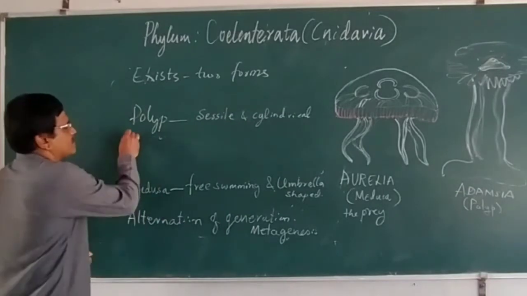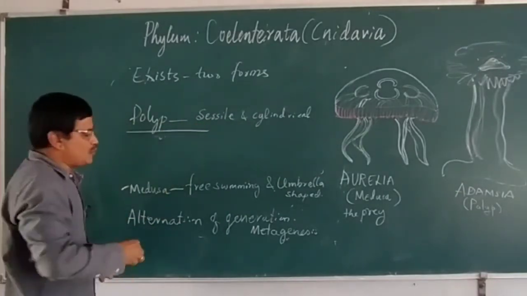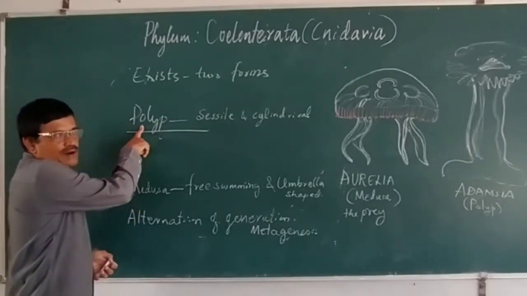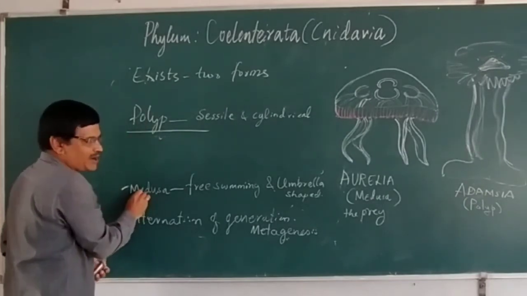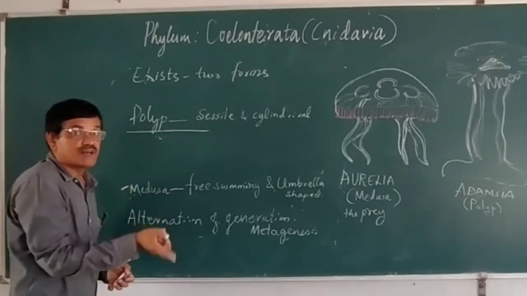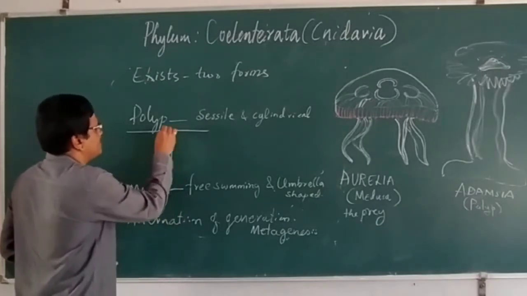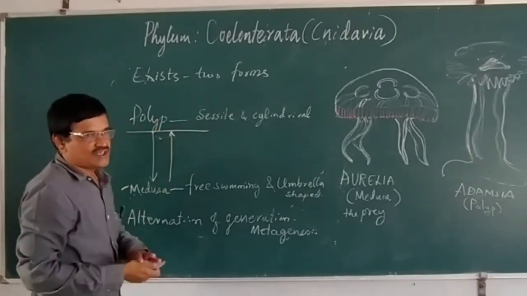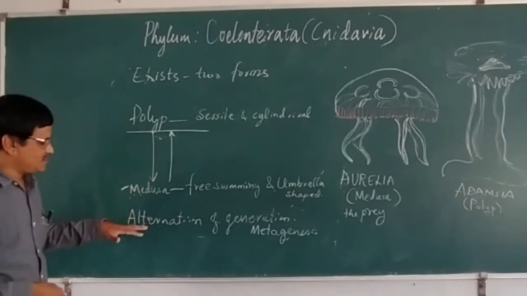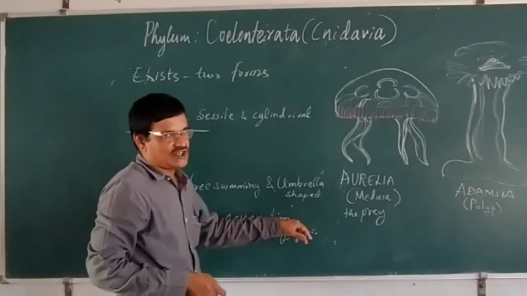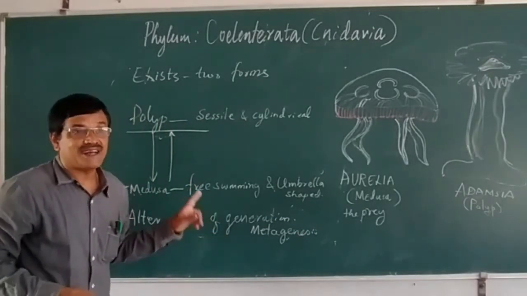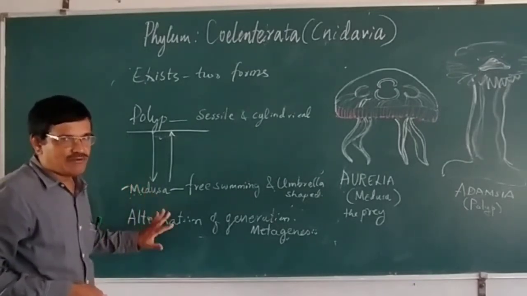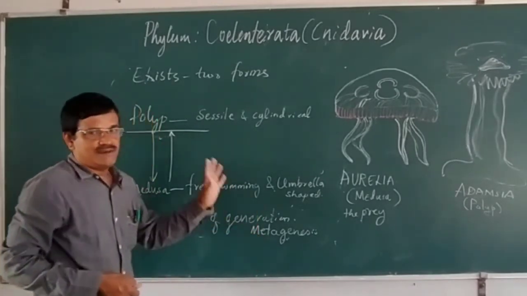That means the polyp produces medusa asexually. The polyps undergo asexual reproduction and produce the medusa, and medusa undergoes sexual reproduction and produces polyps. So polyp produces medusa and medusa produces the polyp. This phenomenon is known as alternation of generation or metagenesis.